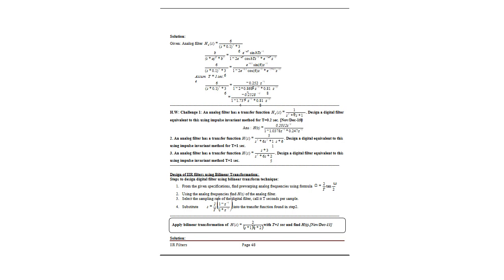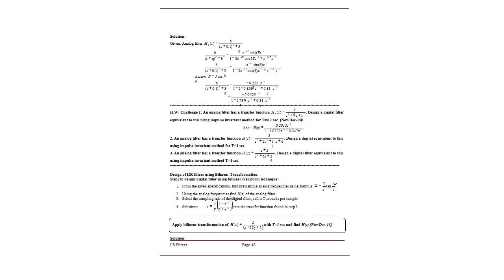So assume T is equal to 1 again. We will get the final answer as 0.2528 z inverse by 1 minus 1.737 z inverse plus 0.818 z power minus 2.